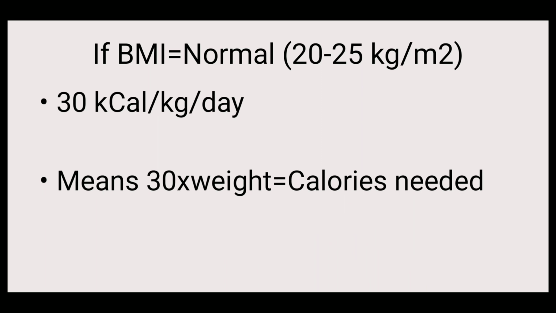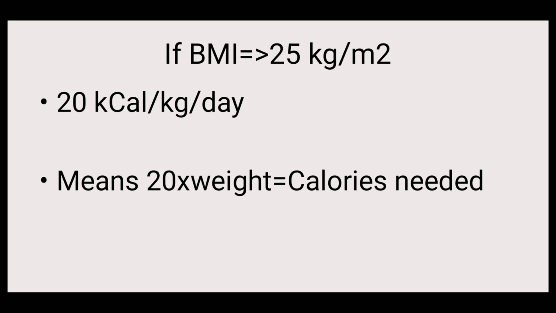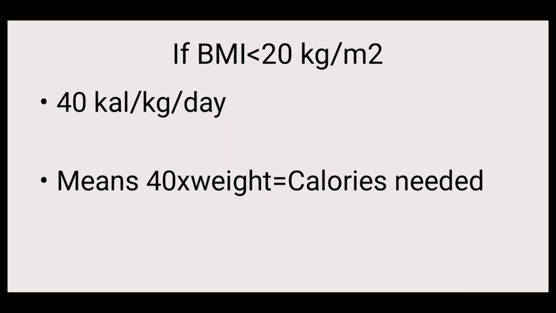For instance, we calculated the BMI of the patient. BMI is normal, meaning it is in the range of 20 to 25. In that case we multiply the weight by 30, so 30 multiplied by weight results in the calories needed. But if the BMI of the patient is more than 25, then we multiply the weight by 20, and 20 multiplied by weight gives us the calories needed. But if BMI is less than 20, then multiply the weight by 40. That gives us the calories needed.